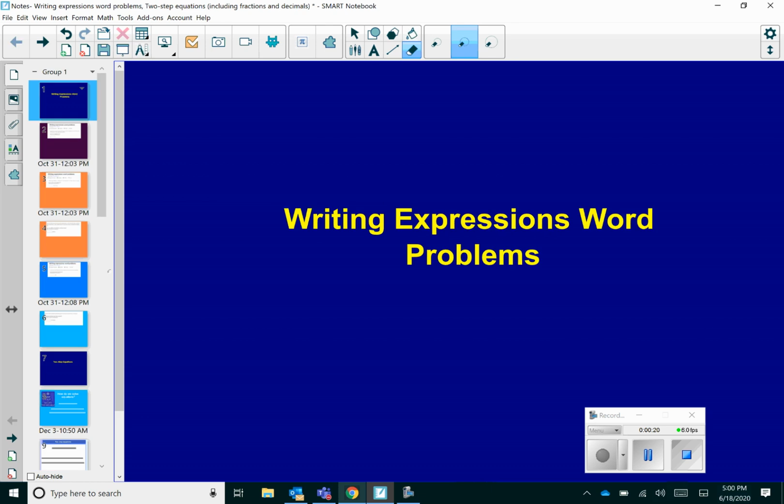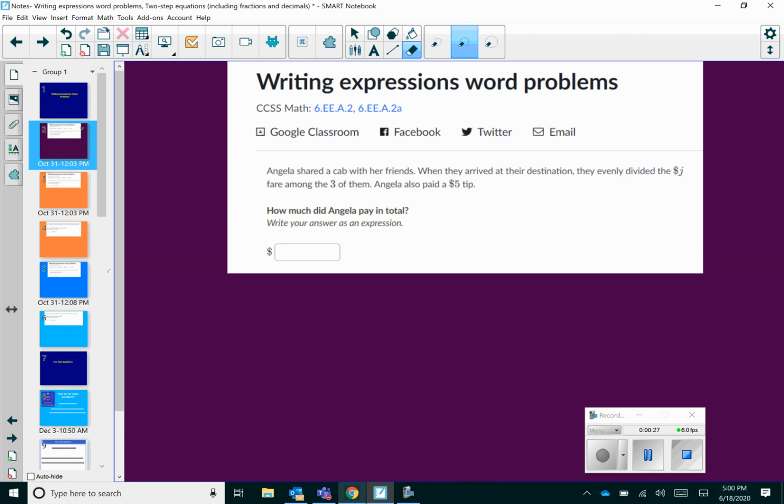These are basically word problems that we don't have to solve. We just have to set them up as an expression. So the first one says, Angela shared a cab with her friends. When they arrived at their destination, they evenly divided the $J fare among the three of them. Angela also paid a $5 tip.